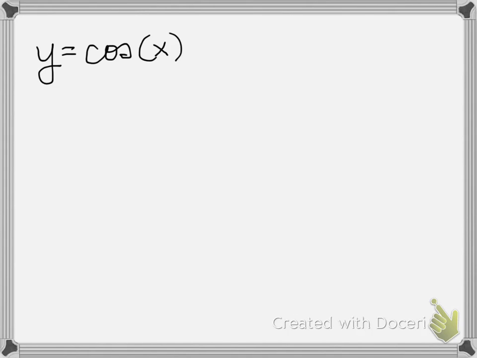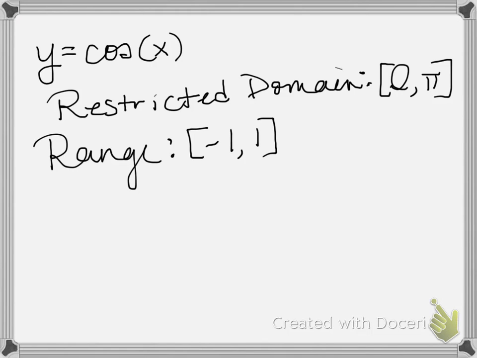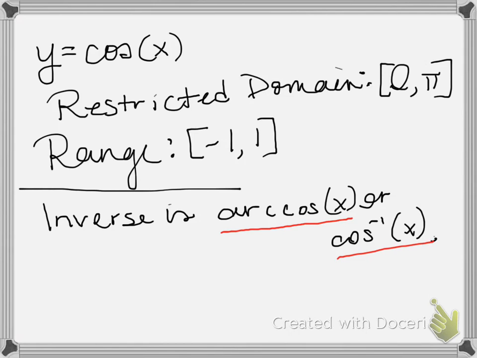So here we have y equals cosine of x, and if we restrict the domain, we get from 0 to pi, and our range is from -1 to 1. In our inverse function, we call it arc cosine or cosine inverse of x, just like with the inverse of sine, we had arcsine and sine inverse. They both meant the same thing. These two mean the same thing. You should be able to go back and forth between arc cosine of x and cosine inverse of x. And by back and forth, just recognize that they mean the same thing.